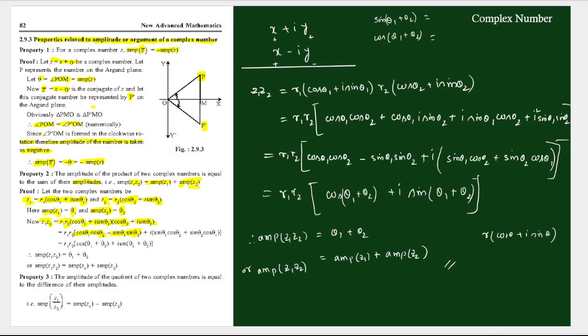Okay, shall we go to the next property, the last of the properties? So the amplitude of the quotient, quotient means divide will come, right? The amplitude of the quotient of two complex numbers. The property 2 is the product of two complex numbers. Here it is the quotient, division of two complex numbers is equal to the difference of their amplitudes. Here it was theta 1 plus theta 2, this is the sum of their amplitudes. In division, the difference of the amplitudes will come. Clear?